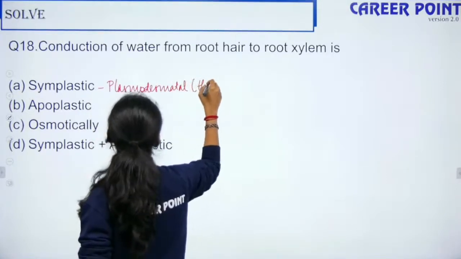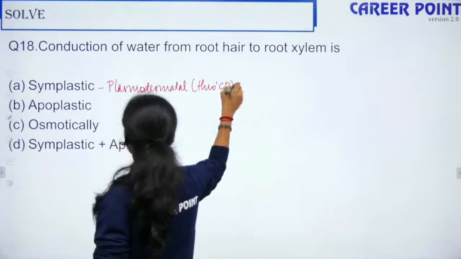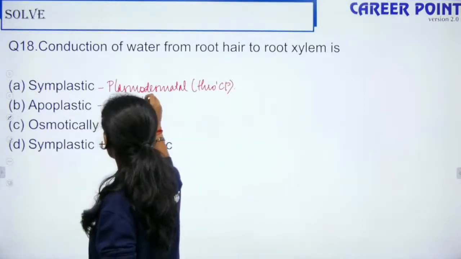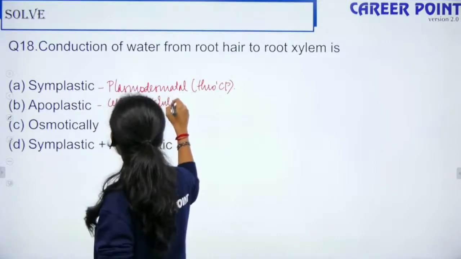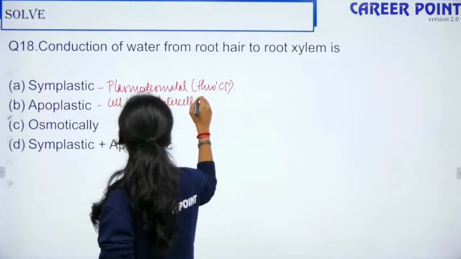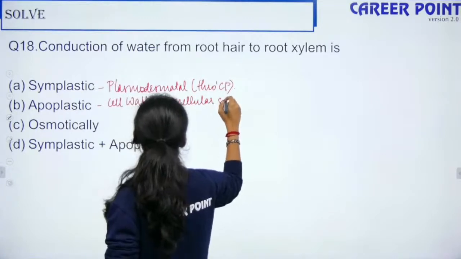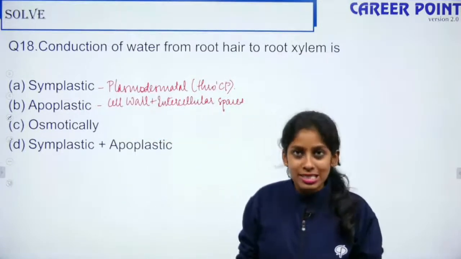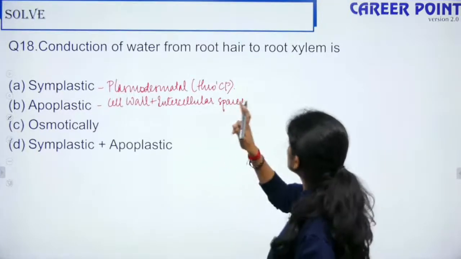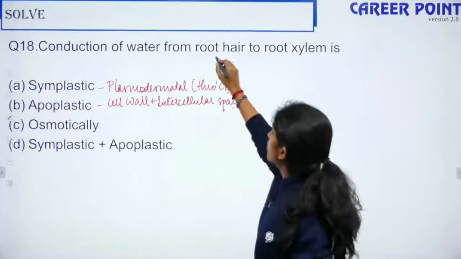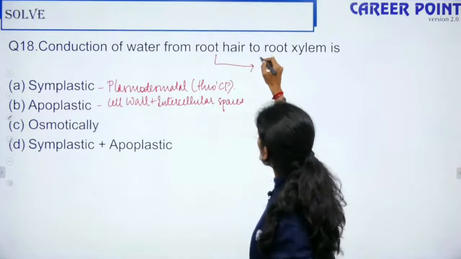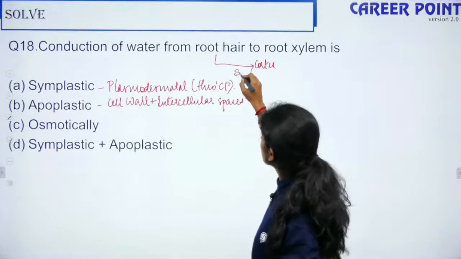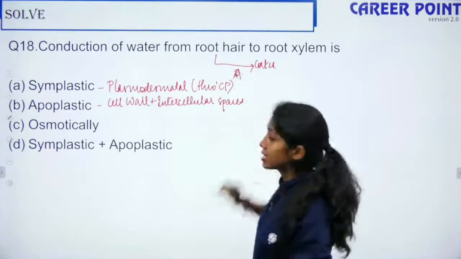So that is, it moves through the cytoplasm, right? Apoplastic is when it moves through the cell wall plus the intercellular spaces. So it moves either symplastically or apoplastically. When it moves from the root hair to the xylem, from the root hair till the region of your cortex, it moves through symplastic transport and apoplastic transport.